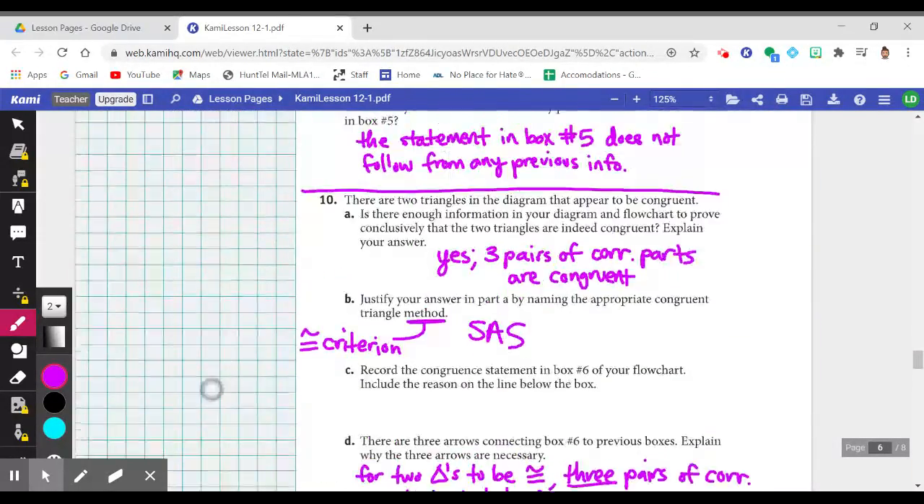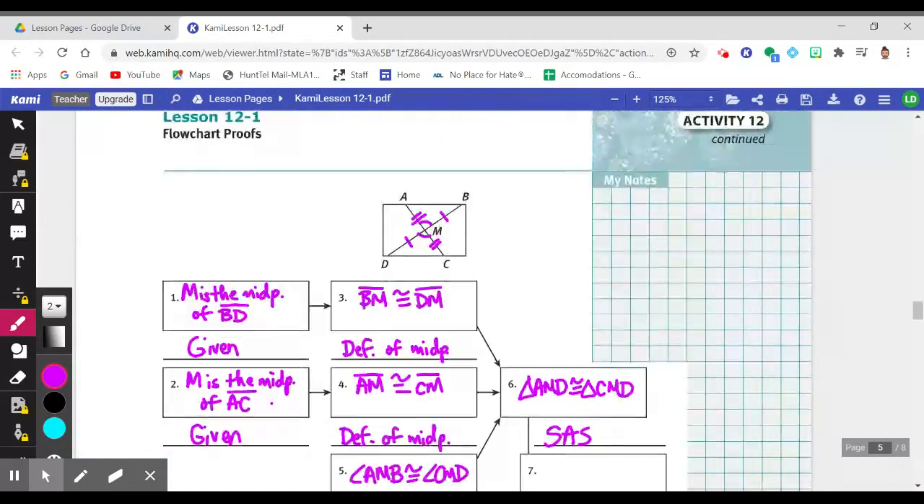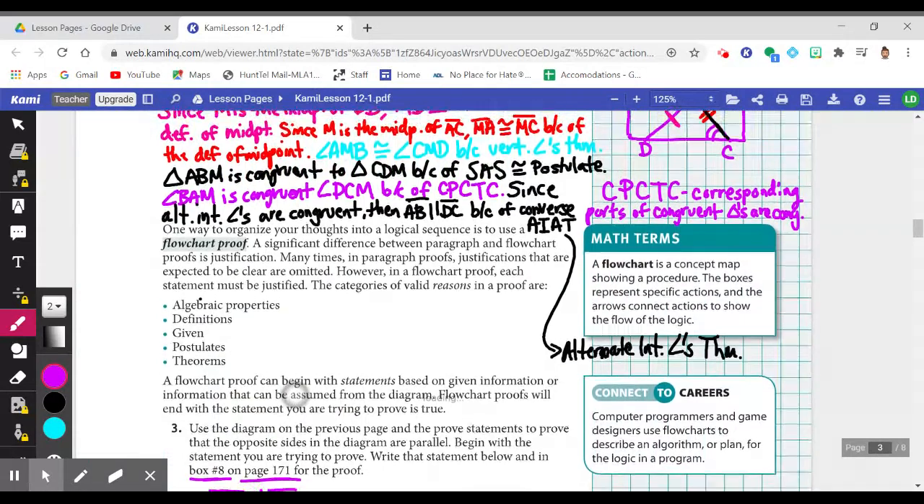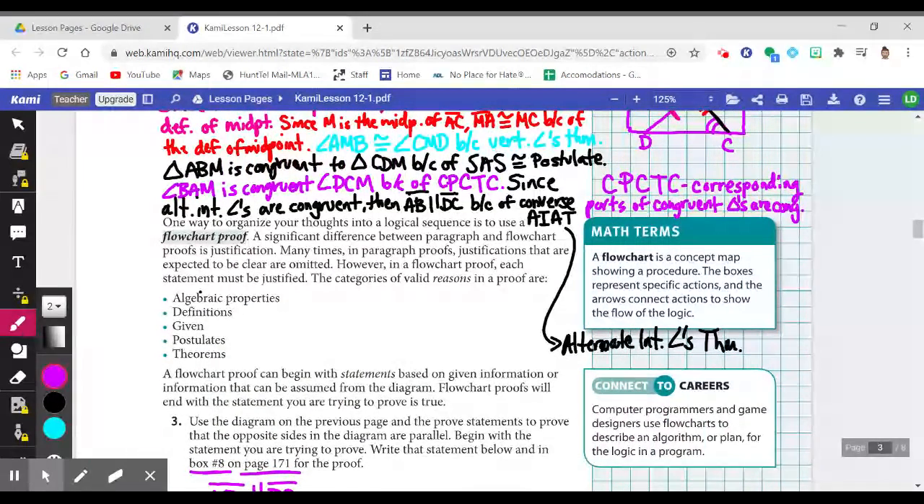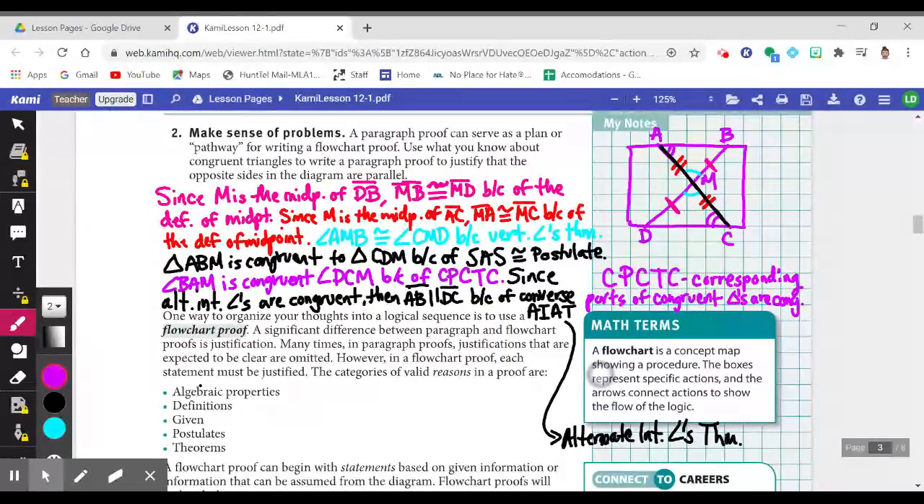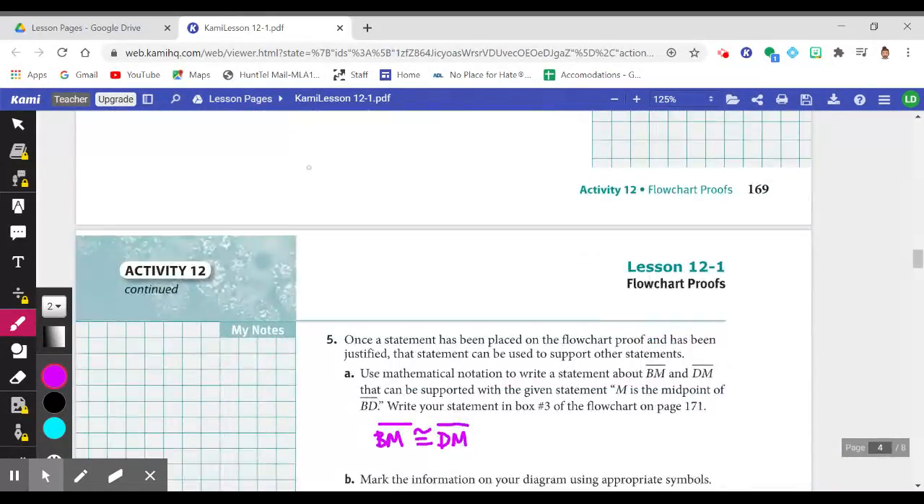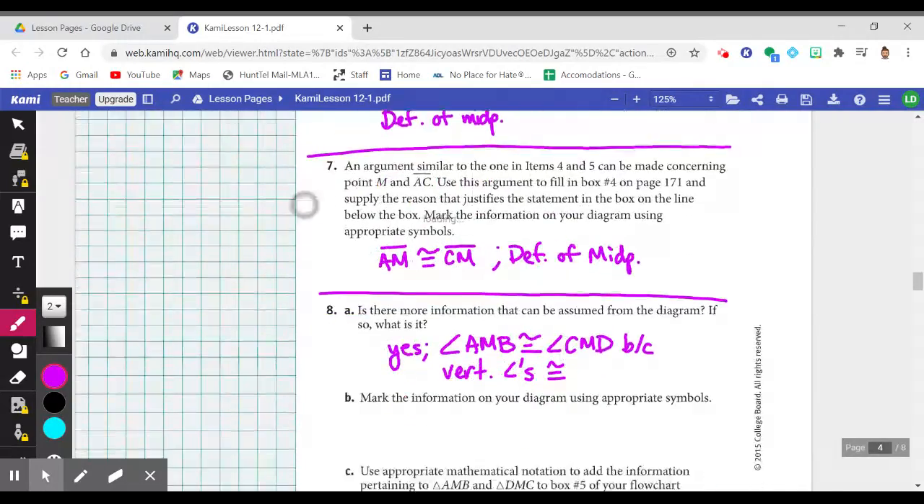So let's go back to our flowchart. I'm actually going to run back and see which we used in the paragraph proof real quick. So I used angle BAM, and nope, I used angle BAM and angle DCM. So we'll use that one in the flowchart just so it's the same.